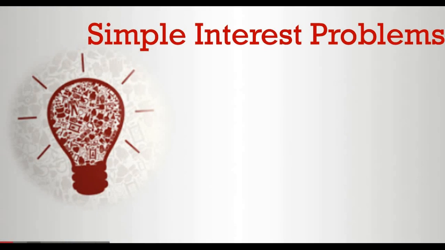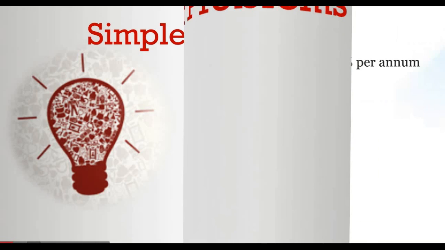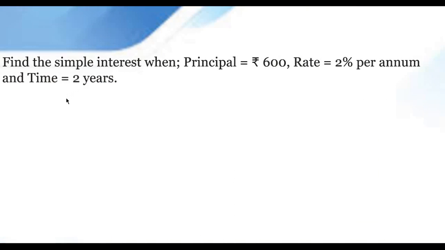Let us do some problems related to simple interest. Find the simple interest when the principal is rupees 600, the rate is 2% per annum. What is per annum? Yeah, 2% per year, or annually. And the time is 2 years. So we need to find the simple interest.